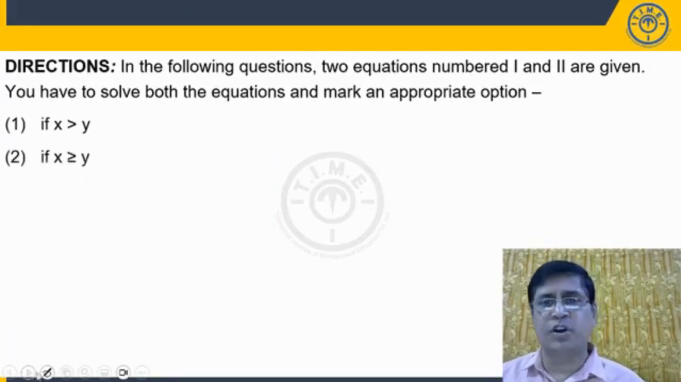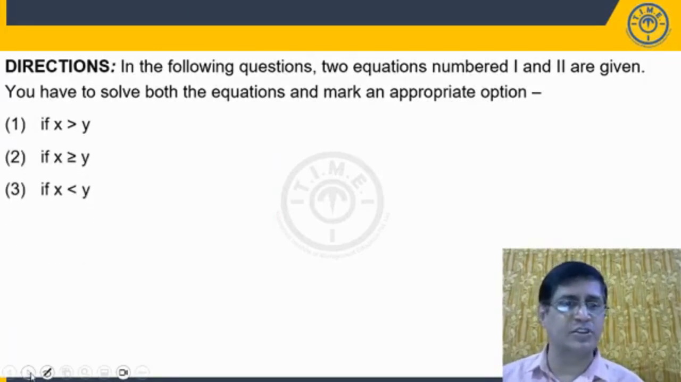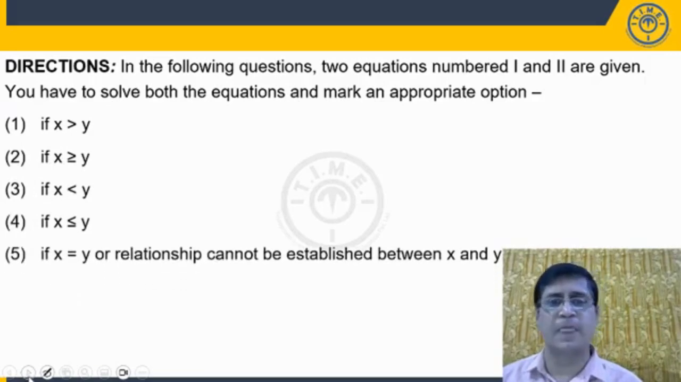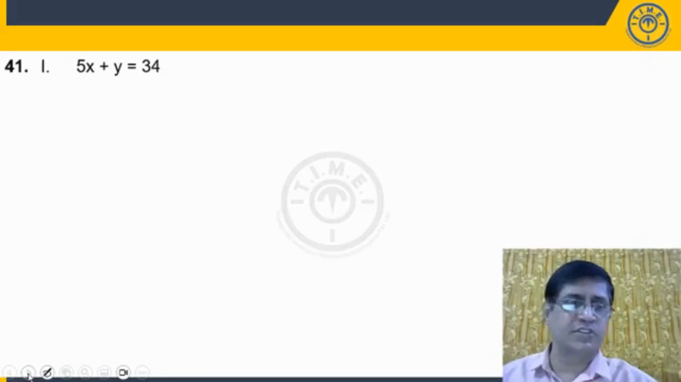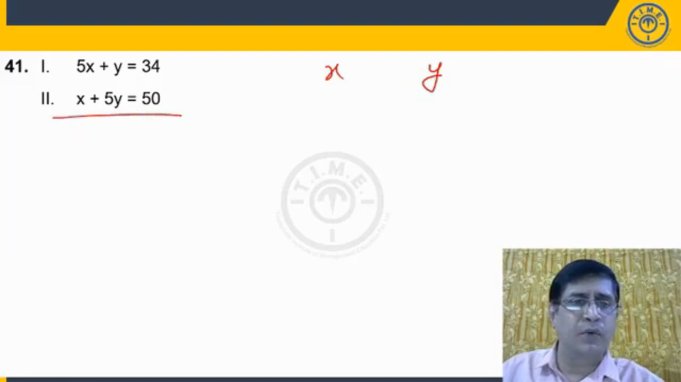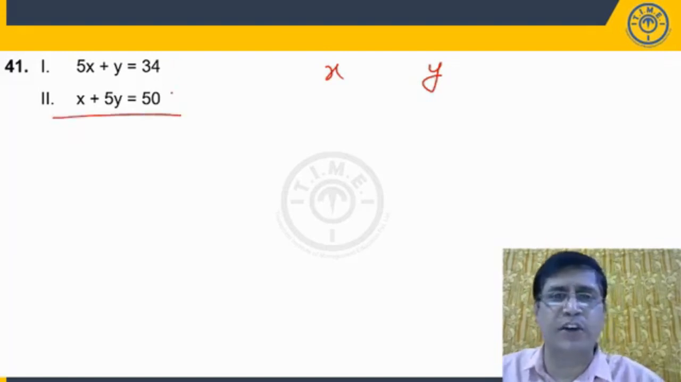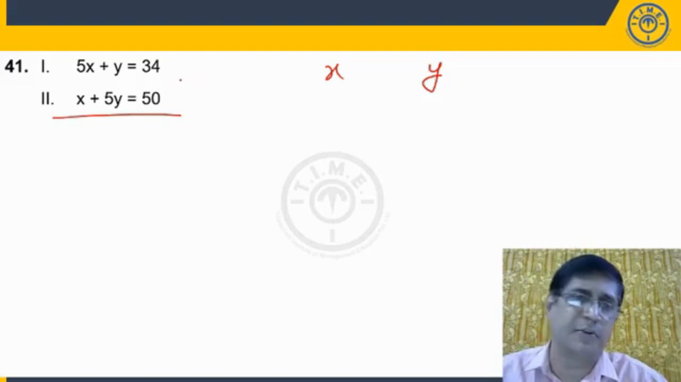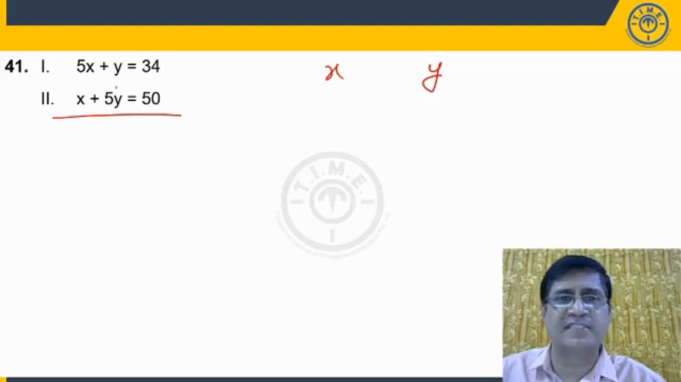In the following questions, quadratic equations are given. Based on the given directions, we need to mark the answer for the questions. Now look at the next question on your screen. 5x plus y is equal to 34, x plus 5y is equal to 50. Here two equations are given, just find out the values of x and y and compare them by the given directions. One way of comparison is to eliminate one variable by making the coefficients of that variable the same. That means multiply the first equation by 5, you will get the coefficient of y the same, then you can find the value of x. That is one approach.